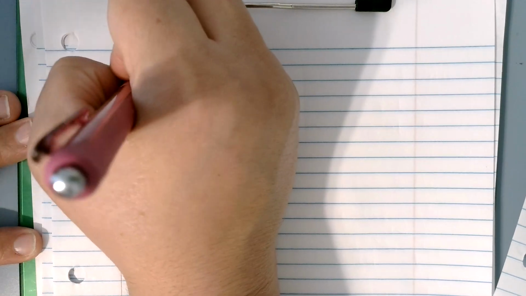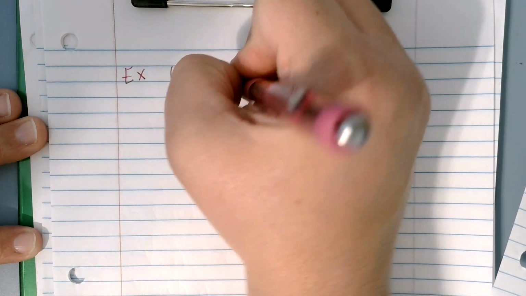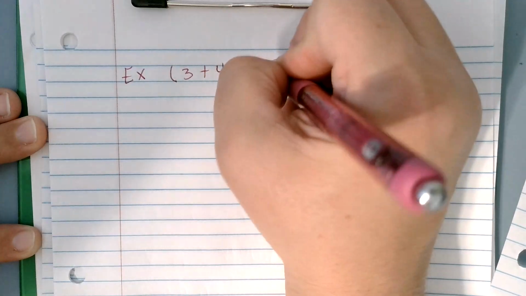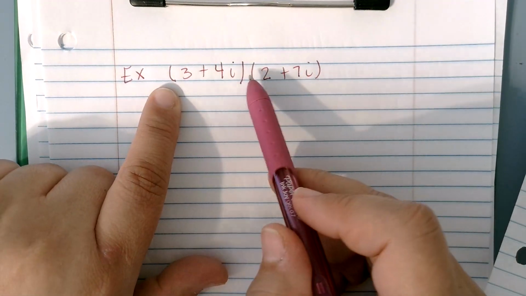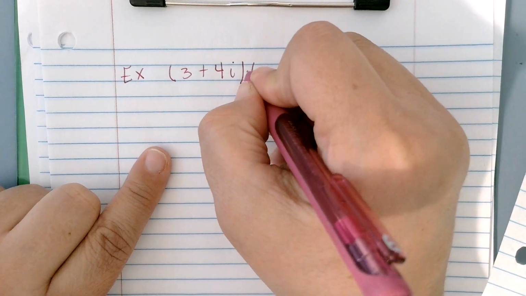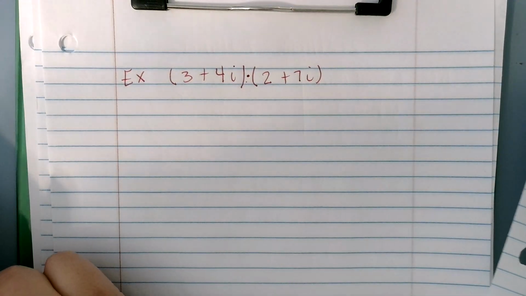Let's try a couple more multiplication problems. This time we're going to have real and imaginary parts. Not sure how you learned how to multiply a binomial in school. You might have used the FOIL method or the box method. I'm going to use the FOIL method to multiply. Now notice I do have two complex numbers, and this time they do not have an operation in the middle. So it's assumed that that operation is multiplication.